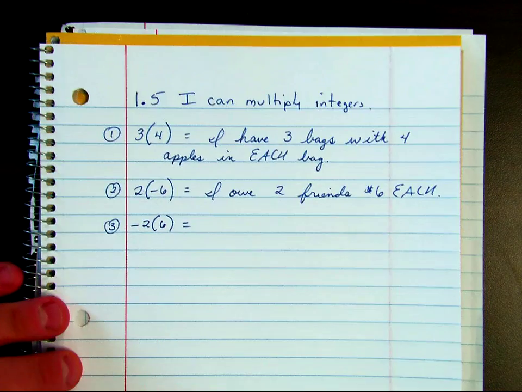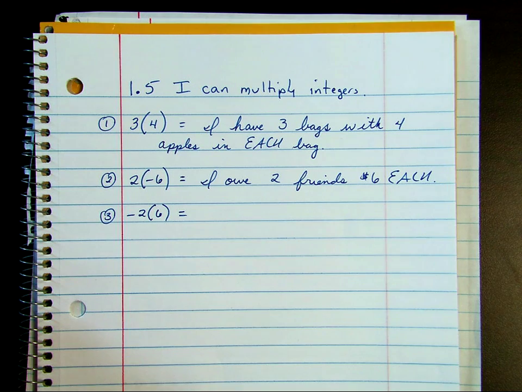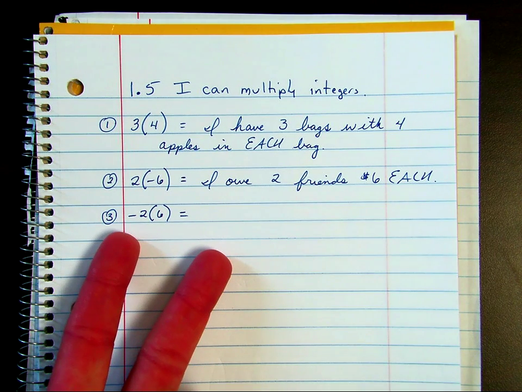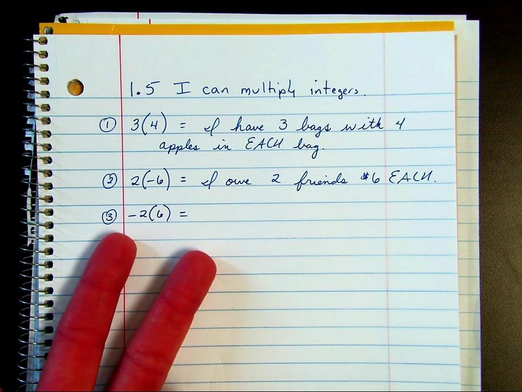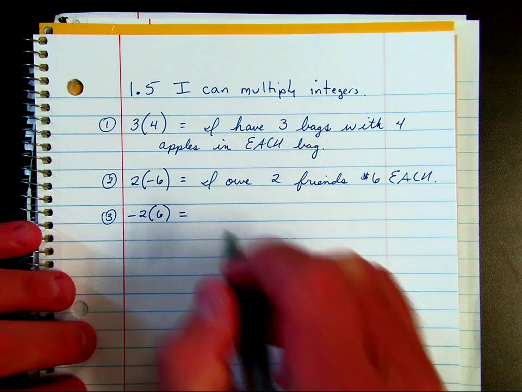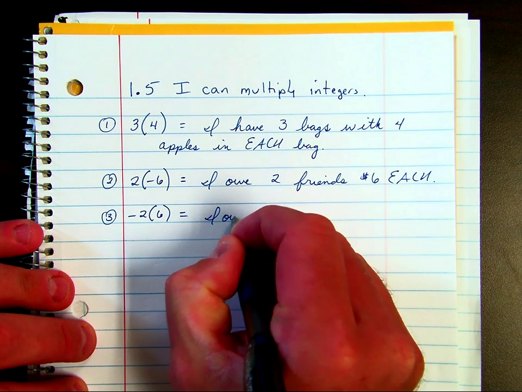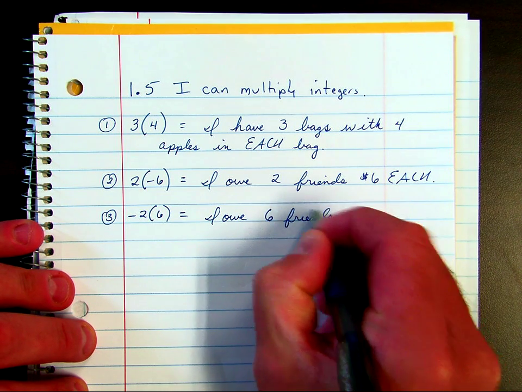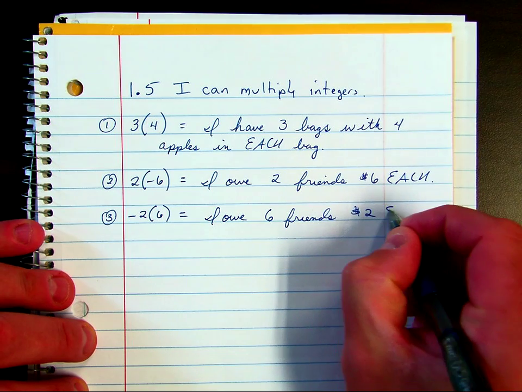If I switch the signs and make the outside number a negative, we're not going to say -2 groups of 6. Thanks to the commutative property, we are allowed to flip-flop the integers and do 6 times -2. That's going to give us 6 groups of -2. I owe 6 friends $2 each.